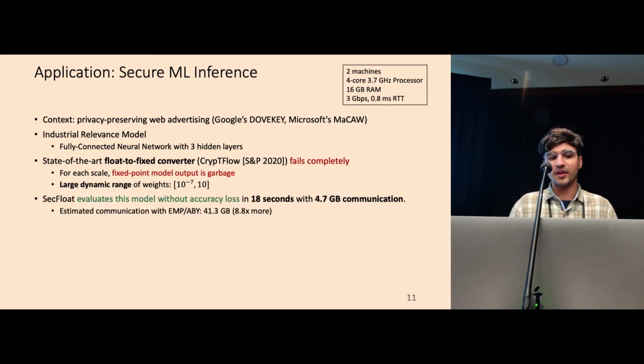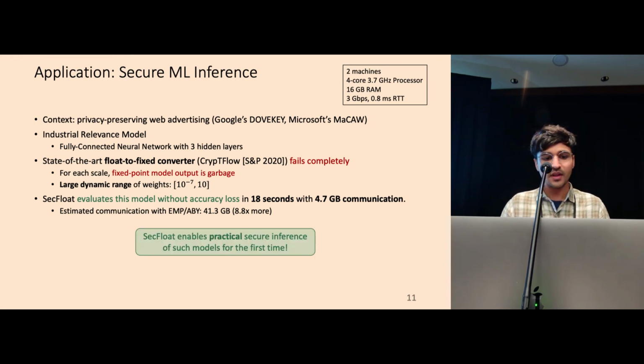In contrast, when we ran the same model with SecFloat, we could evaluate it without any scale determination. We could run it directly without any accuracy loss in just 18 seconds and with 4.7 GB of communication. We also benchmarked how much communication would be required with prior work in floating point, which is also imprecise. The difference in communication was 8.8x. So this shows that SecFloat enables practical secure inference of such models for the first time.